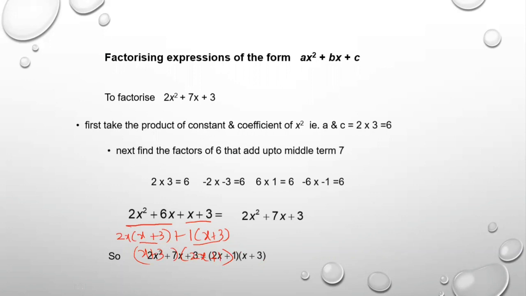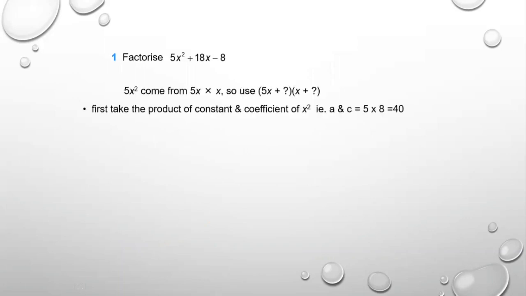Got it? So we'll take one more such question, children. So 5x square plus 18x minus 8. So we take the product of 5 and minus 8, which is minus 40. And one more tip to remember, children. Since it is 5x square, 5x into x gets 5x square. So always the first term of your factor is going to be 5x and x. Okay, so that for sure will always be there.